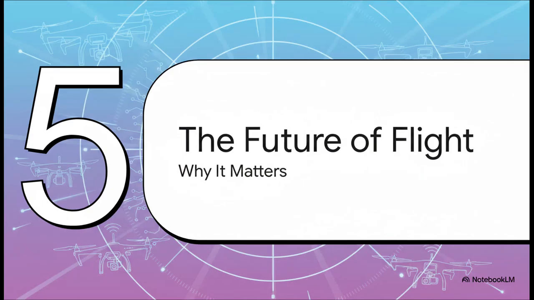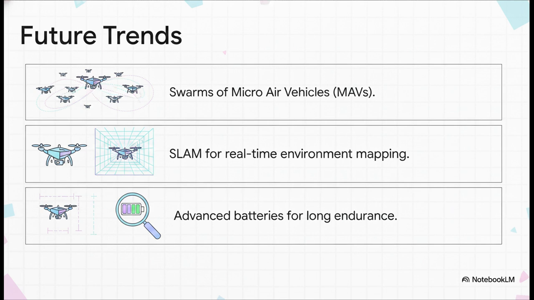And finally, Section 5. The future of flight, why getting it right matters. We've gone through a whole lot of definitions and classifications today, but why does this actually matter for our future? Because the technology is racing forward at lightning speed. We are moving toward deploying swarms, yes, entire swarms of micro-air vehicles that operate collectively. We're seeing the rise of higher intelligence systems capable of SLAM, simultaneous localization and mapping, which allows drones to map complex, unknown environments in real time.